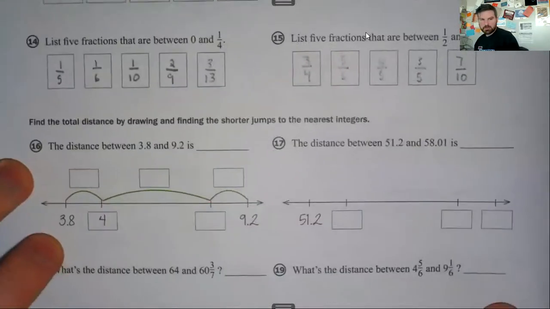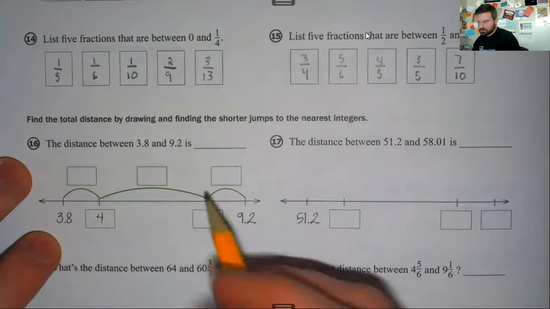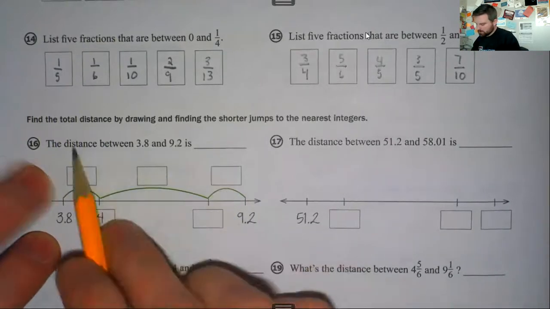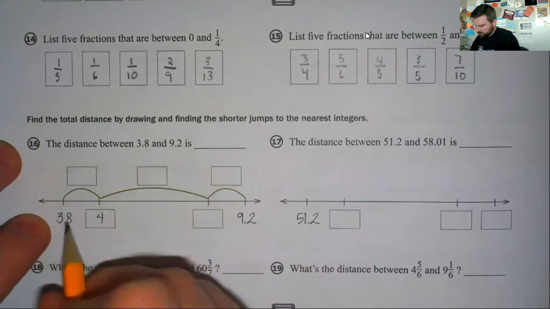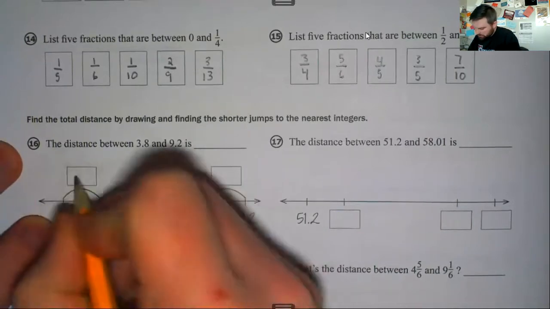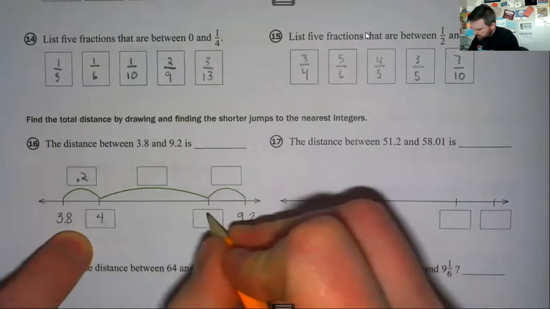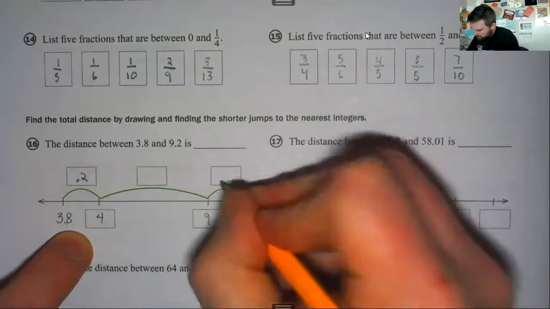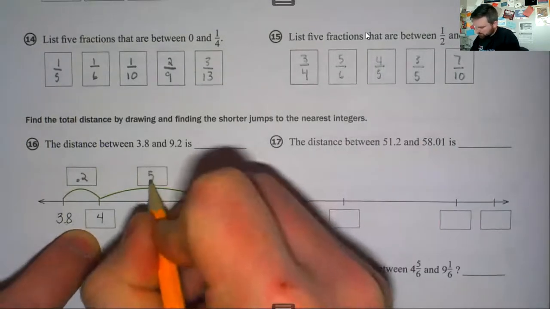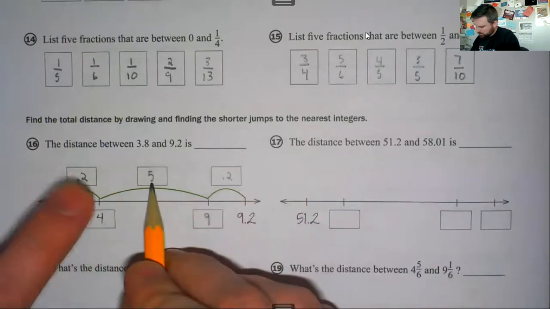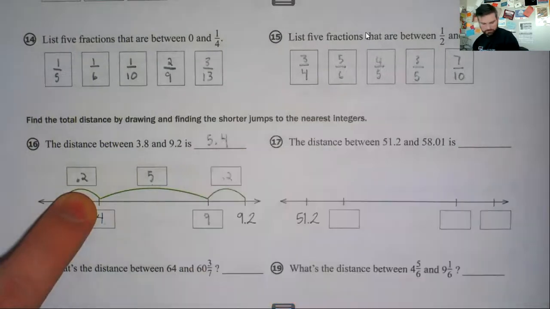16 and 17, find the total distance by drawing and finding the short jumps to the nearest integer. The distance between 3.8 and 9.2 is, okay, between 3.8 and 4 is 0.2. Okay, and then we're going to go to 9. 9 to 9.2 is 0.2. 4 to 9 is 5. So then we add these up. 5 plus 0.2 and 0.2. So it's 5.4.